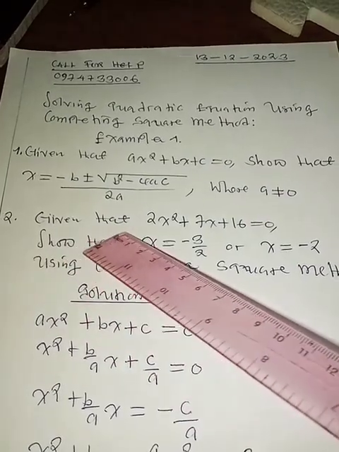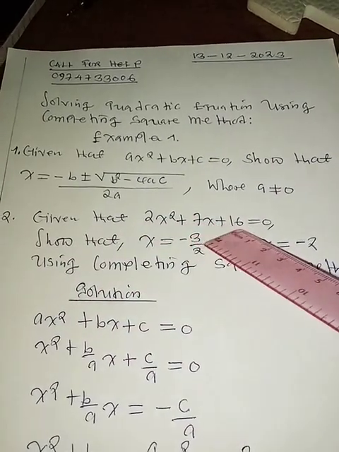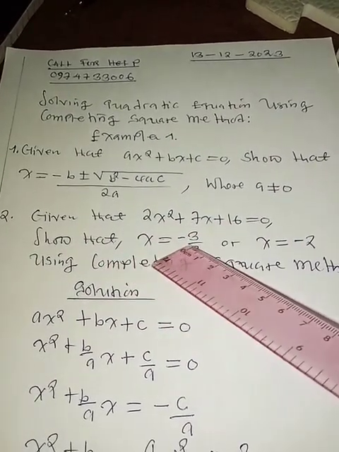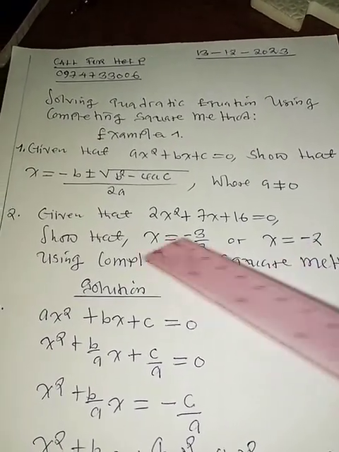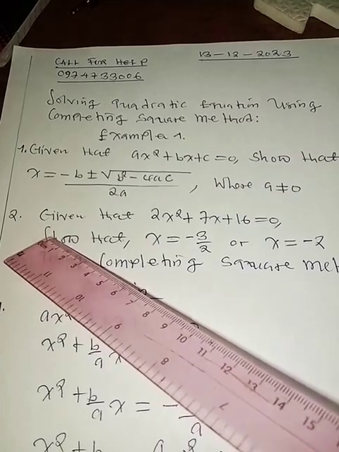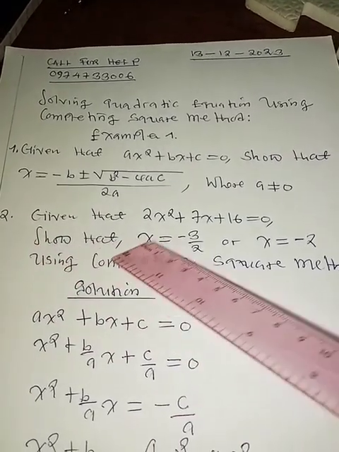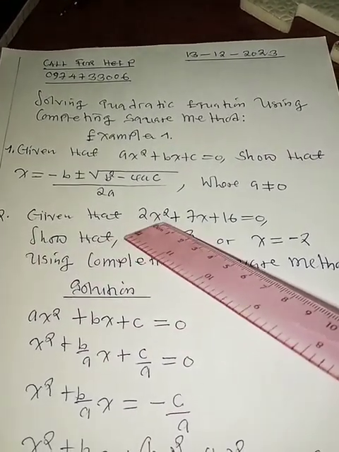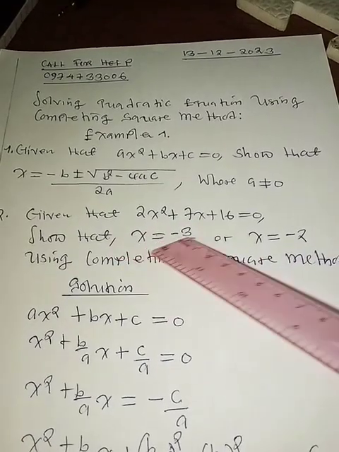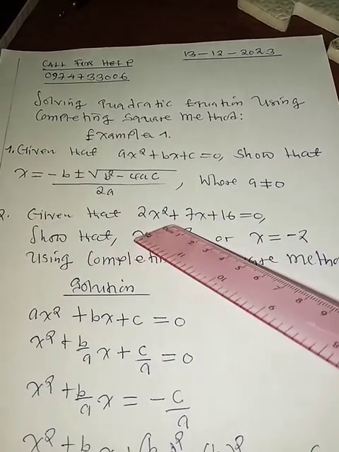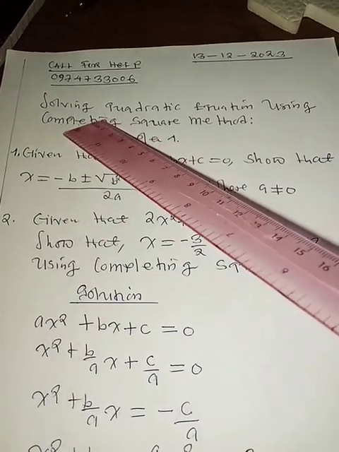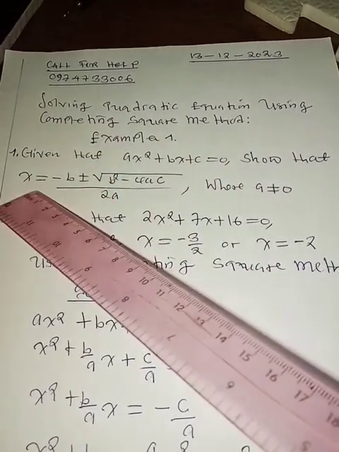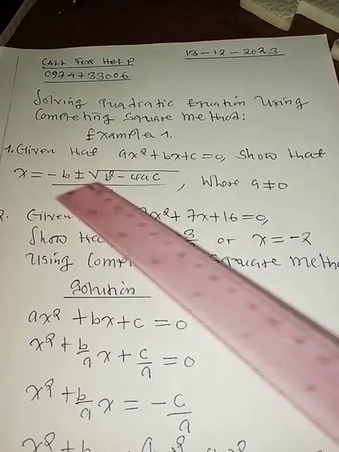Question 2. Given that 2x squared plus 7x plus 16 is equal to 0, show that x is equal to negative 3 over 2 or x is equal to negative 2. Definitely, I'm not going to solve question 2, so that will be your task. You must be able to find that the values of x in this equation are either negative 2 or negative 3 over 2. But I'm going to use this same method, completing square method, for us to show this.